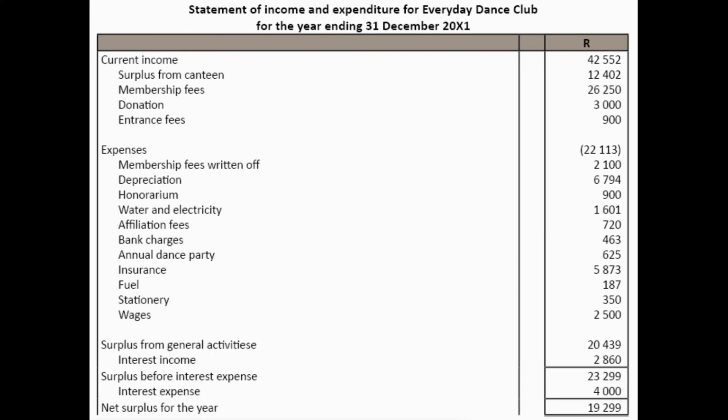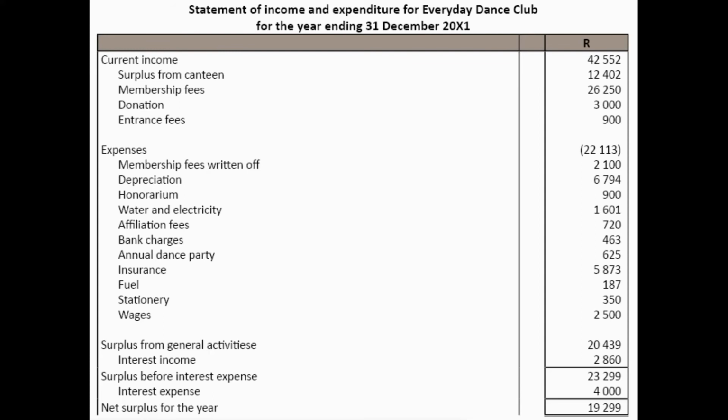And then you get a surplus from general activities. Then you add those expenses, you get 22,113. And you write that in brackets because you're going to deduct that from your total current income of 42,552. And then you get the surplus from general activities of 20,439. And you add your interest income. There was also an adjustment regarding that. The interest is 2,860. And then if you add those two, the interest with the surplus, you get 23,299.